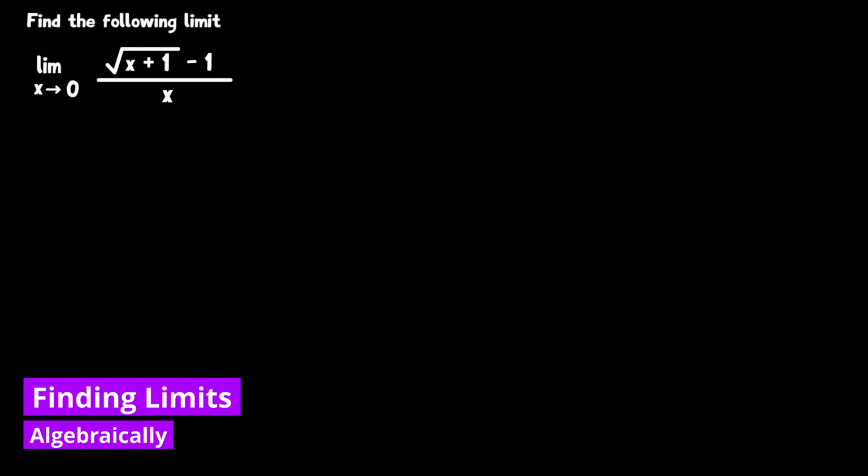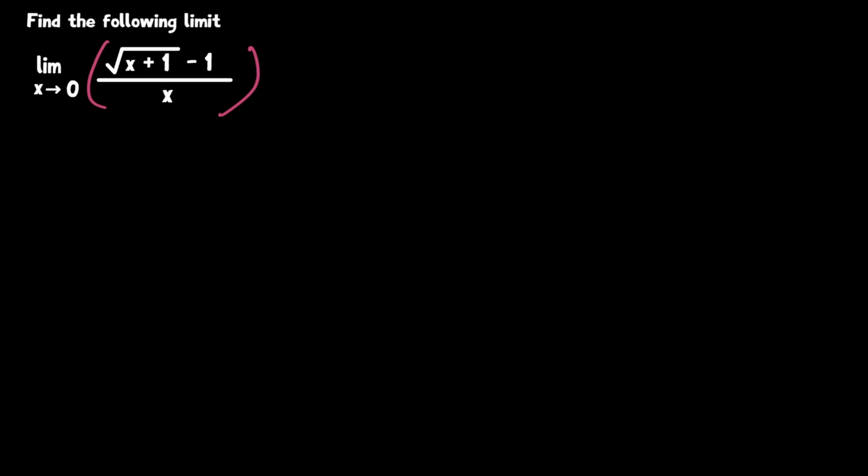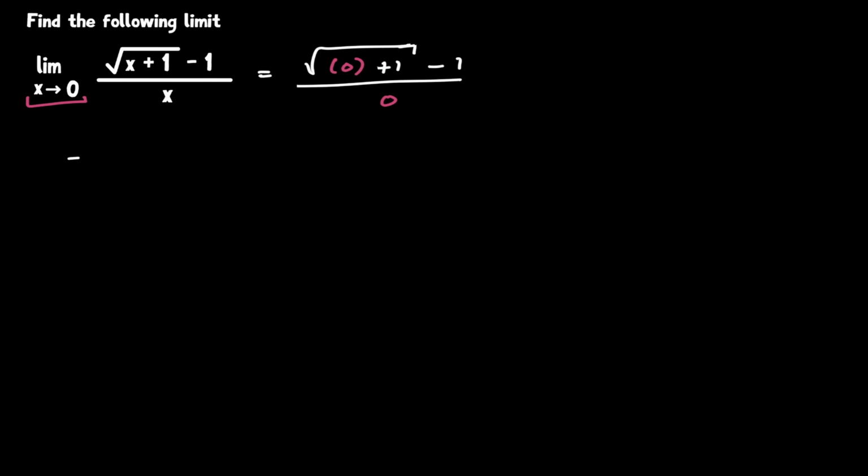Welcome. Let's find the limit as x approaches 0 of the rational function here on the right. Well, if you want to find the limit at a location, let's start by evaluating the function at that location. When we simplify this, we're going to get the square root of 1 minus 1 divided by 0. So notice that we obtained the result of 0 divided by 0. This does not mean that the limit does not exist.